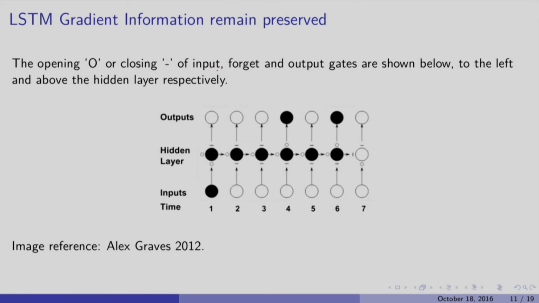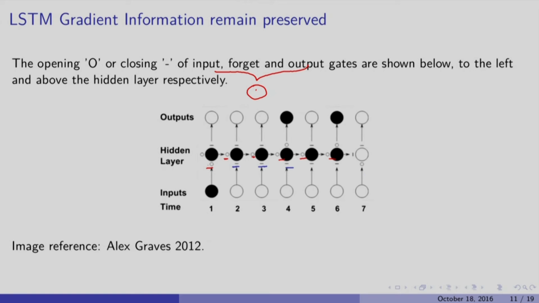One can pictorially visualize the effect of the input, forget and output gates depicted through the Hadamard product on the previous slide. So we can see that O is opening, so when the gate is opened it lets the information flow to the next gate. On the other hand, when there is a minus, the closing, the information does not actually reflect.